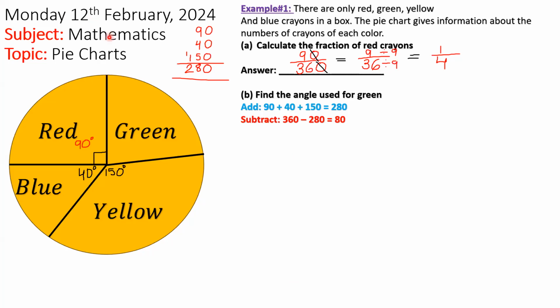Okay, so the first thing you have to do, Jeremy, is add the 90, the 40, and the 150. These three numbers. That's the first step, adding. And when you add them together, you get 280. The next step is you're going to subtract. So you have to subtract 360 from the answer you got when you added them. That's going to be 80.